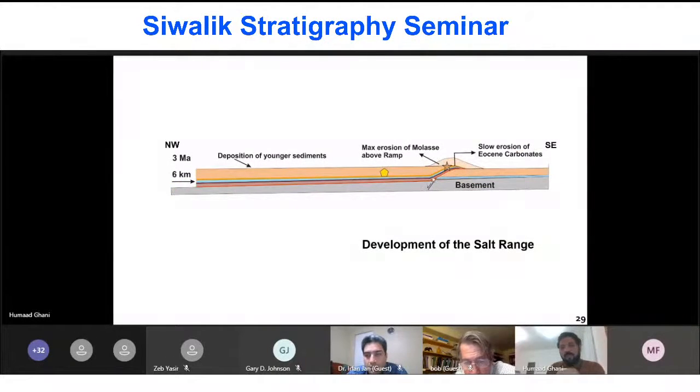So from 4 to 3 million years, that was the time when our samples were uplifted along this ramp. And because this molasse strata, the Rawalpindi group and the Siwalik strata, they are kind of fragile. They were easily erodible. So they got eroded in this part during this uplift time. And when these limestones were exposed to the surface, they were mechanically harder to erode down into the section.